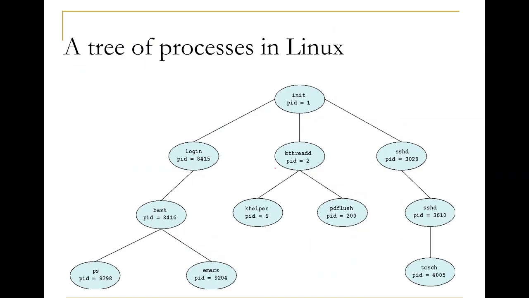Now, this is an example of a tree of processes in Linux. In Linux, this is usually the first process, the init process. That's usually the parent process, and this parent process can create multiple child processes. For example, here we have login, kthread, and SSH. We have different types of processes being created as the system goes on. That's what we call the parent process here, and here we have the child processes.